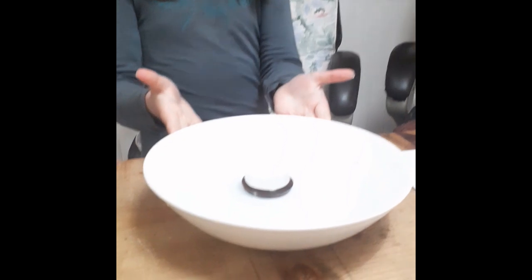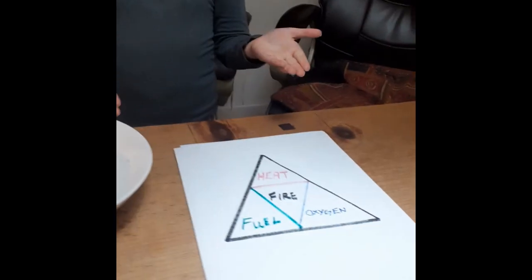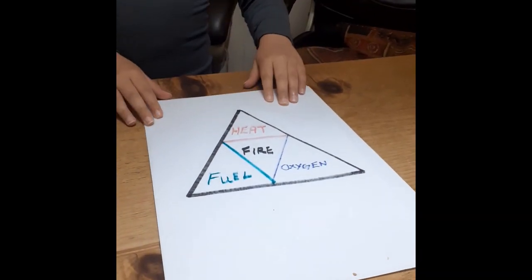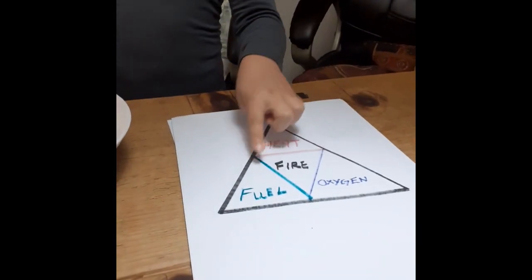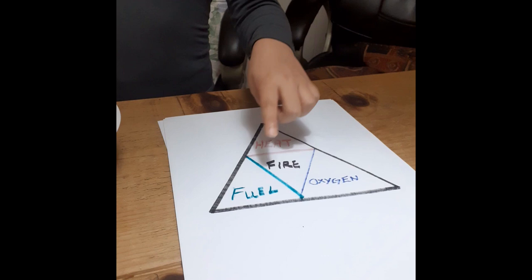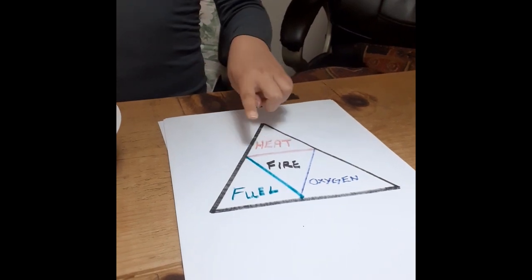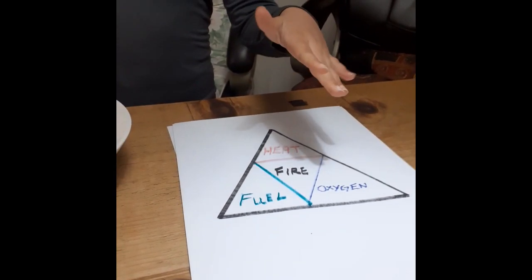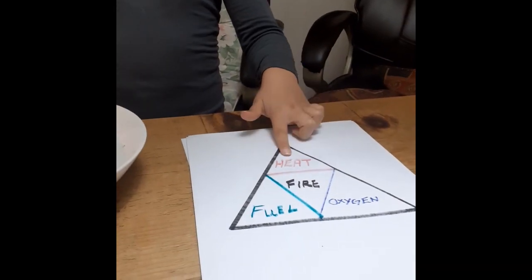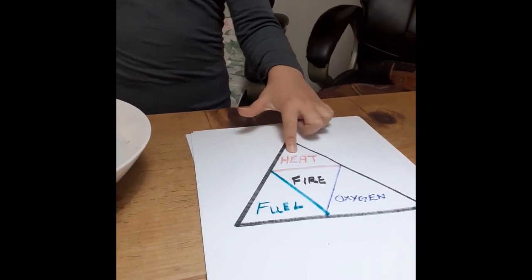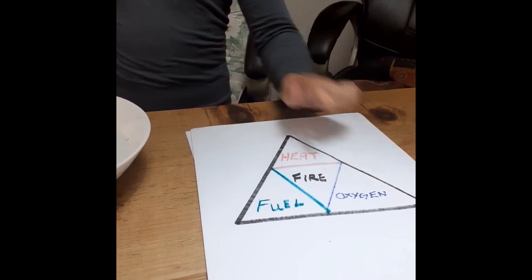Here is a candle, and here is a diagram of fire. Now, a candle is fire, and here are the three things that fire needs. The first one is fuel, which is the candle wax. Then there's heat, which is where you light it, and we'll come back to oxygen.